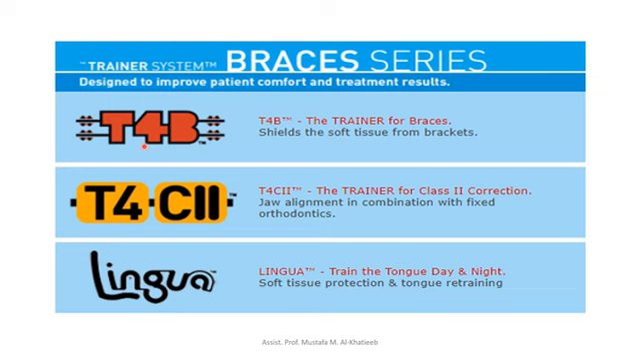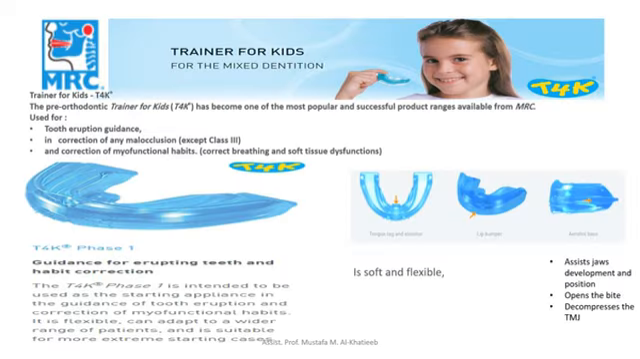It shields the soft tissue from brackets. Also another type, the trainer for class 2 correction, for jaw alignment in combination with fixed orthodontic appliance. And also Lingua, which trains the tongue day and night, soft tissue protection and retraining the tongue to its normal position.